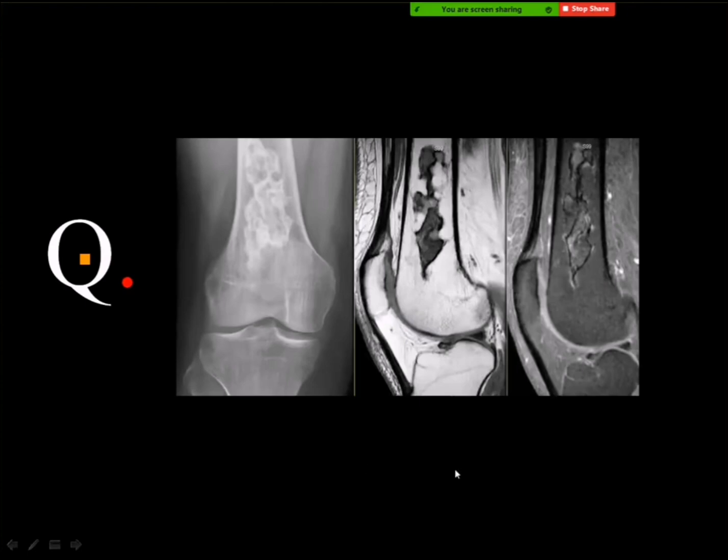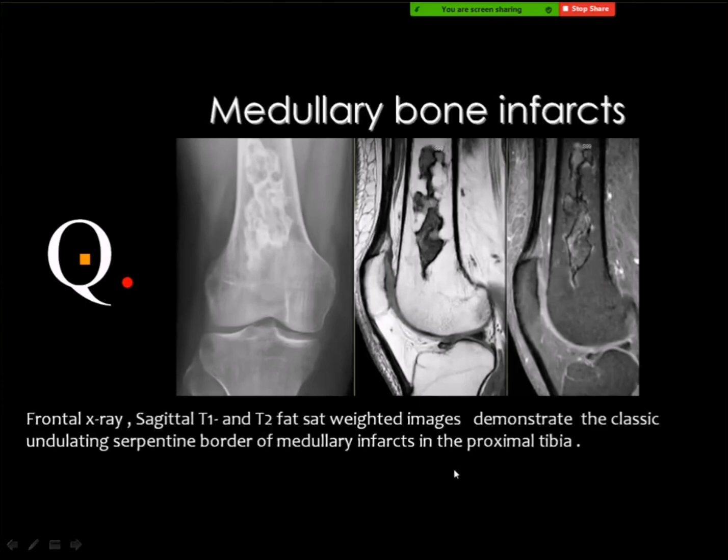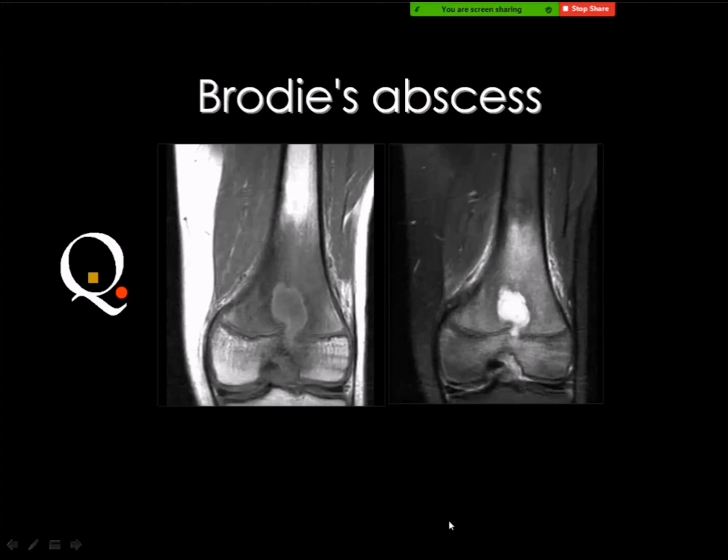Bone infarction. Yes, and this is medullary bone infarction, which is a spot diagnosis, but actually many can mistake this for a neoplasm, but you remember the Chinese figures.